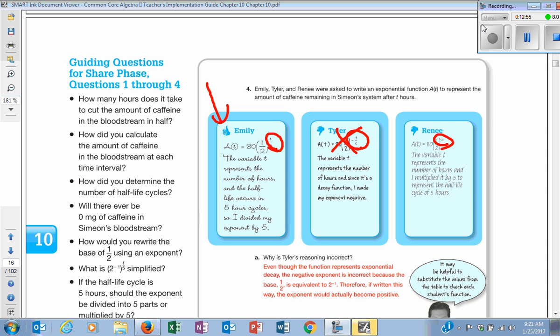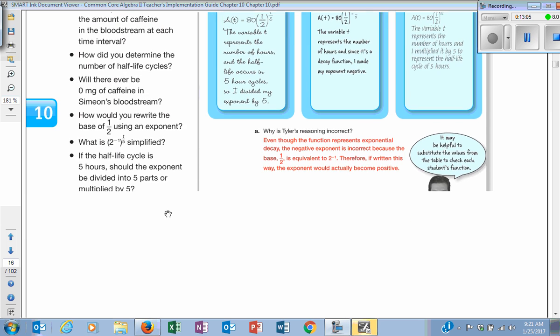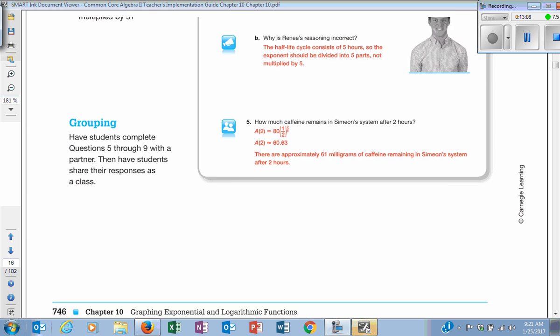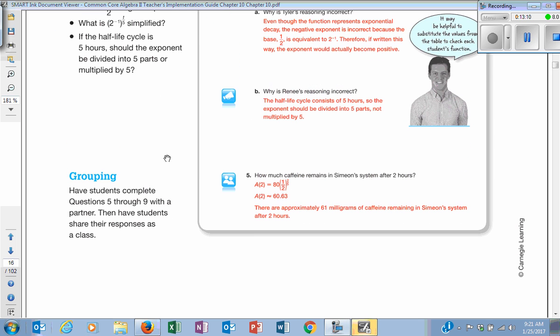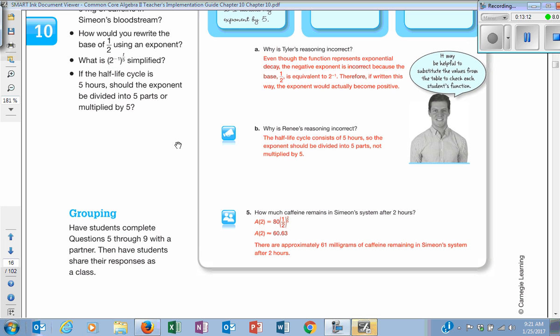And then this is 5 times t, which would mean you'd have to take 60 and divide it by 5. And that would tell you that actually the half-life is in minutes. So that's not good. All right. So these are the reasons why each one of these is not good.